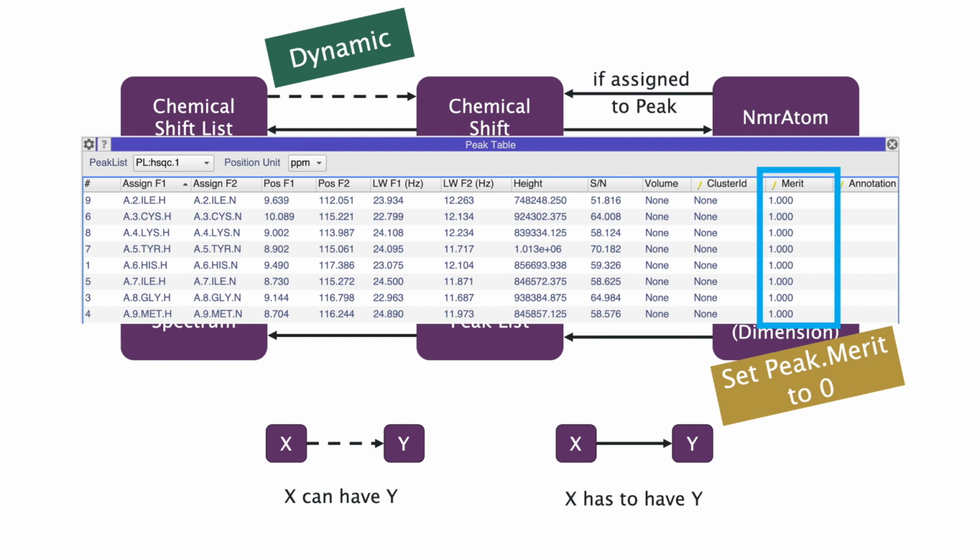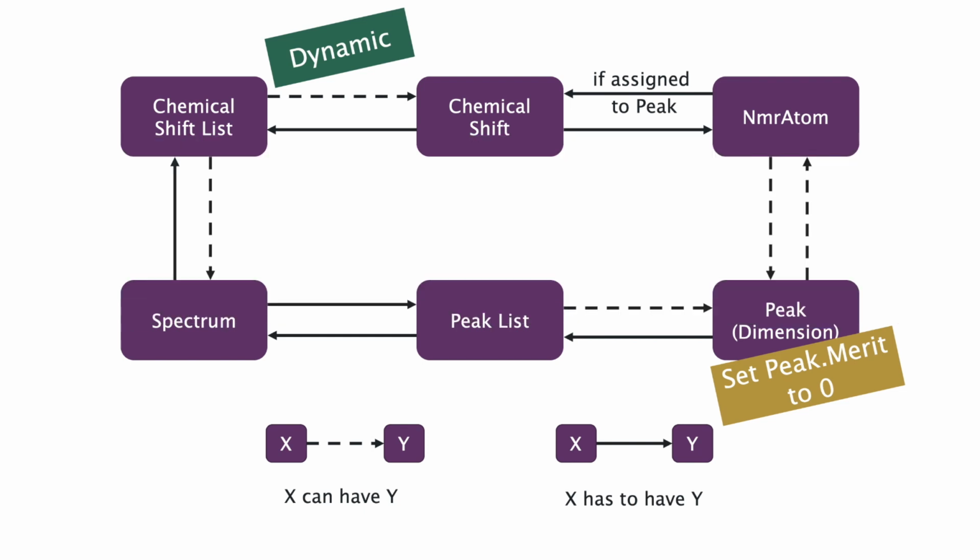You can in fact set the merit to any value between 0 and 1, and it will act as a scaling factor for the amount it will contribute to the averaged chemical shift. We are intending to move to a system where you can select whole peak lists as not contributing to the chemical shift averages. This will be particularly useful when importing peak lists from structure calculation or automatic assignment programs, but at the moment this has to be done at the peak level.